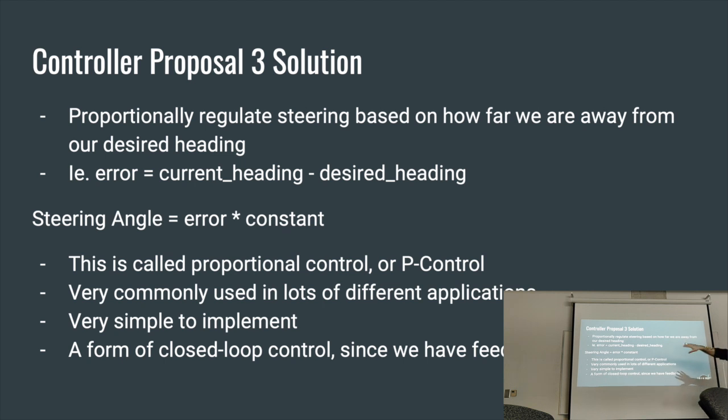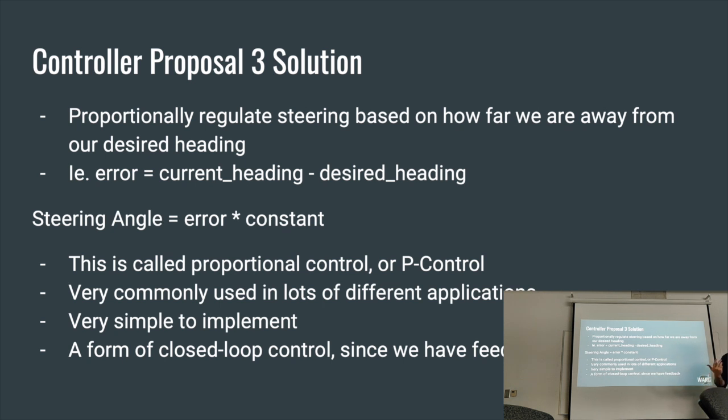So you have some kind of error value. You take what our current heading is, subtract it from where we want to go, the desired heading, and we're going to call that the error. That's a very common term used in controls. We calculate the steering angle that we want, and that's equal to the error multiplied by some constant, right? Say I'm going north and I want to go west, the error would be 90 degrees, and say I have a constant of 0.5, so I would turn my wheels 45 degrees in the direction that I want to go.